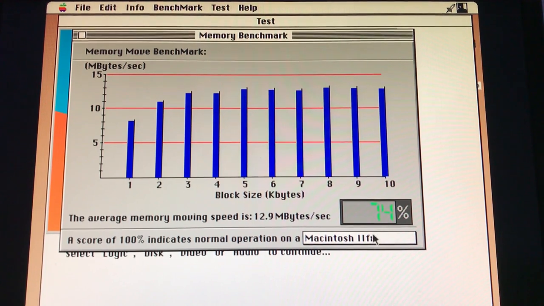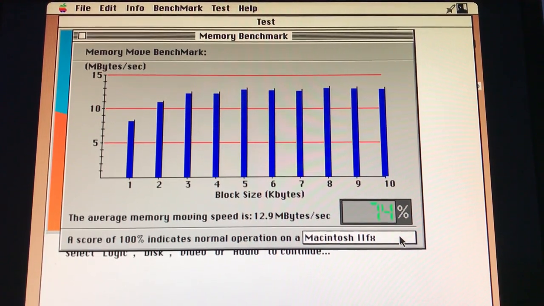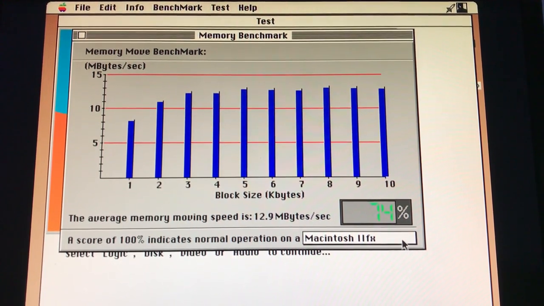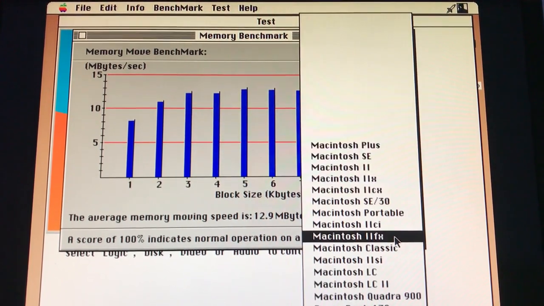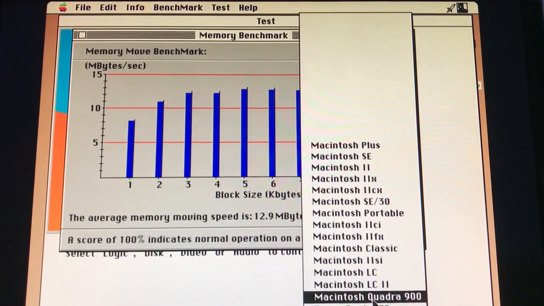Slightly slower than a Macintosh 2FX. The reason for that would be the 2FX has a very special memory bus that uses a bunch of tricks to squeeze extra performance. Unfortunately, the memory for that system is custom and specific to that unit. It's very difficult to buy RAM for a 2FX.